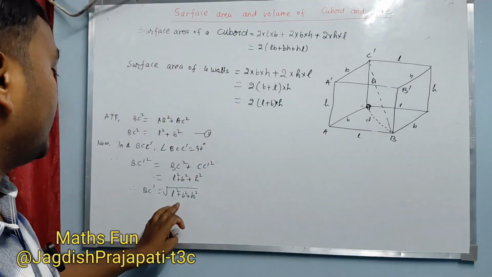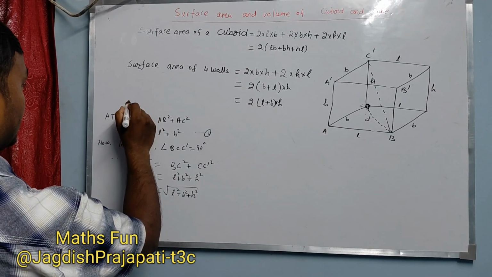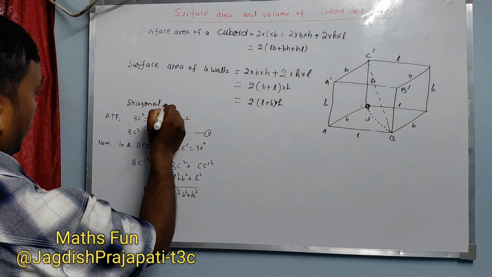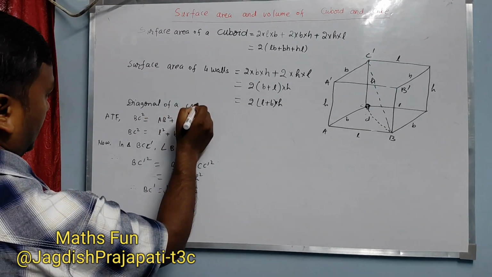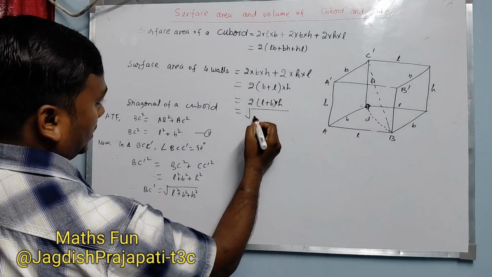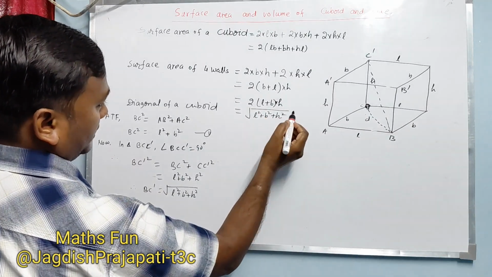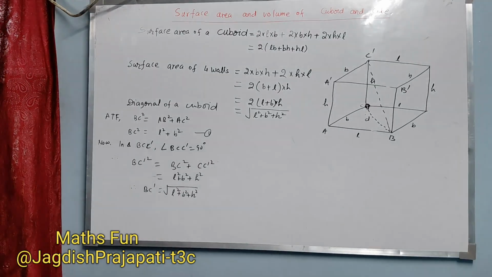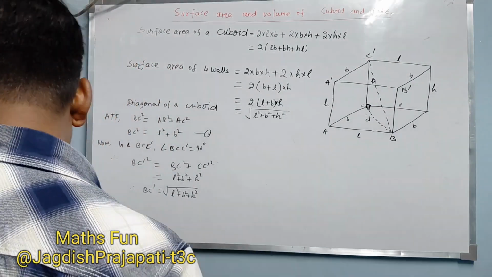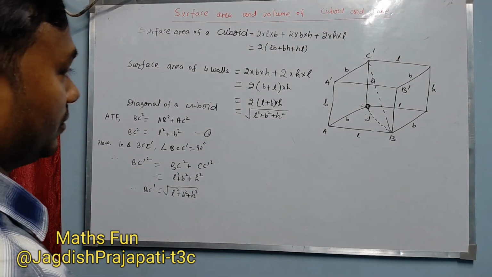So this is the formula for the diagonal of the cuboid. So I am writing here, diagonal of a cuboid. This is under root L square plus B square plus H square. Okay, so now one thing is left, that is volume.